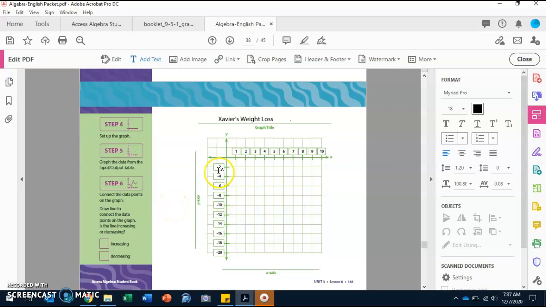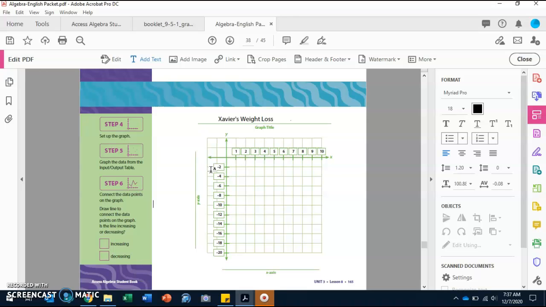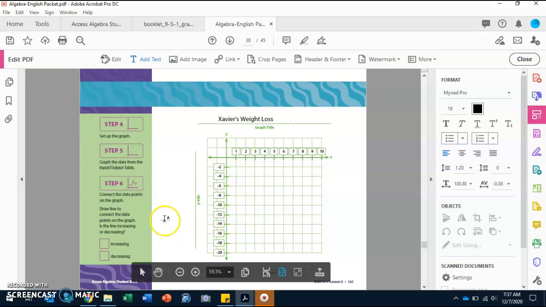And here, these negative numbers, what does this mean? What were we counting with negatives? Yes, the pounds lost. So this is how many pounds he has lost. So here we're going to put pounds lost.